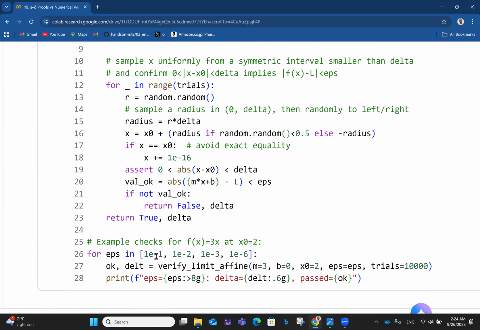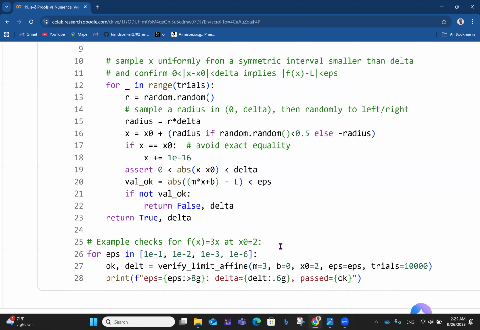So for epsilon, which is 0.1, 1 times 1e-1 is 0.1. This is 0.01. This is 0.001. And this is 0.000001, I believe. Then we call verify_limit_affine with the value of 3 for m. M here is 3. B is 0, because we don't have 3x plus a constant, so the constant there is 0. X naught is 2. We take epsilon as epsilon, and we do 10,000 trials.